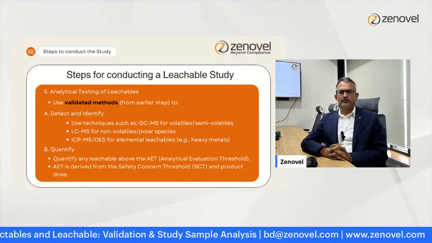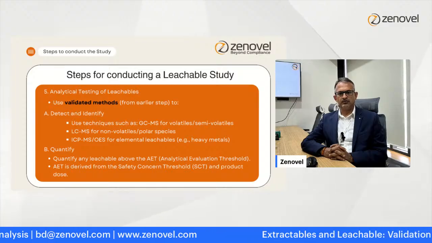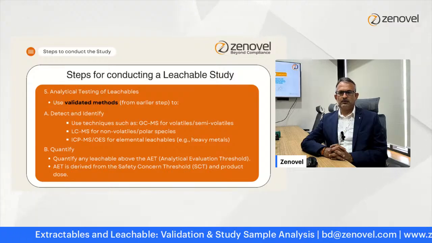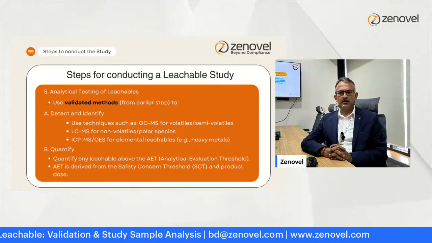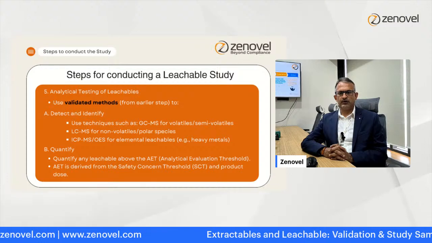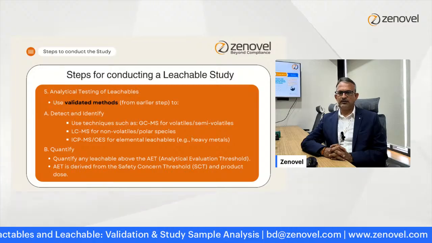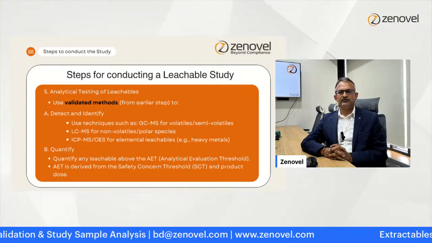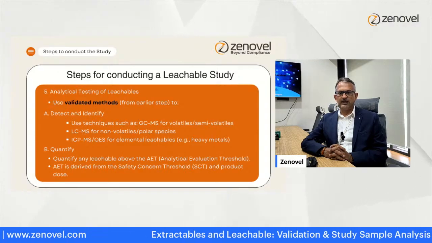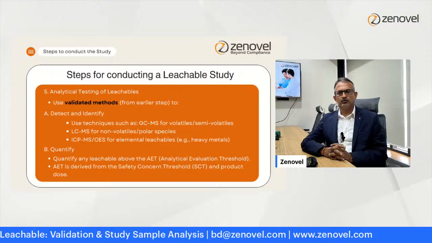After that, preparation of the samples, analytical testing of the leachables can be done using validated methods. For the volatile or semi-volatile compounds, GC-MS analysis should be done, LC-MS for the non-volatile polar impurities, and ICP-MS or OES for the elemental leachables, for example heavy metals. Then the next step is to quantify any leachables above the AET. AET is derived from the SET value and is based on the product dose.